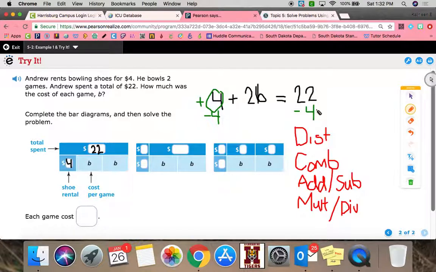Picture your fingers, use your fingers. Okay, we don't need to handicap ourselves because we don't want to look like we are not good at math. You just need to do what works for you. So 22 minus 4 is 18.